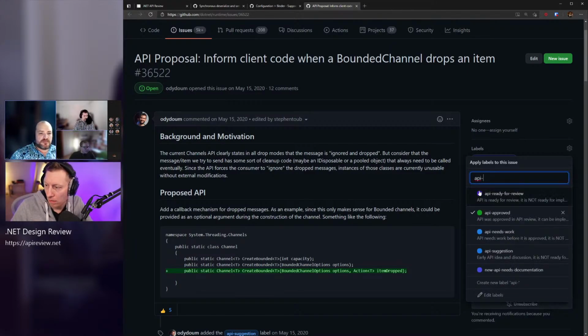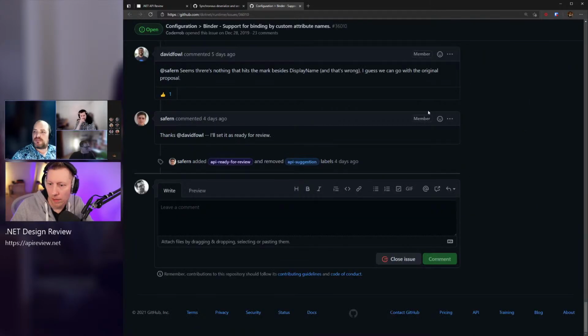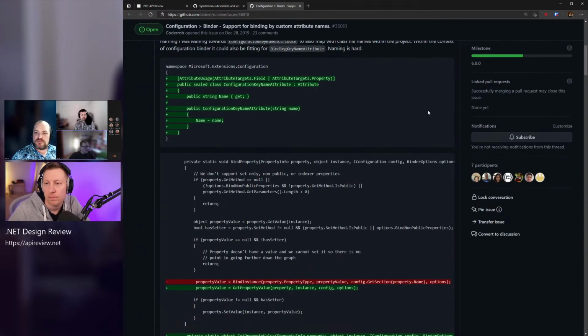I can speak to the configuration binder one. This is kind of like JSON property name in a way, except configuration can be bound by any source. So you've got POCOs or any sort of configuration type. It's got properties. The job of the configuration binder is to take a configuration source. It could be a JSON file, could be environment variables, many different things, but it ends up getting read as a bag of name value pairs.